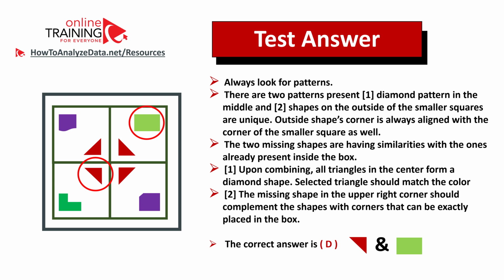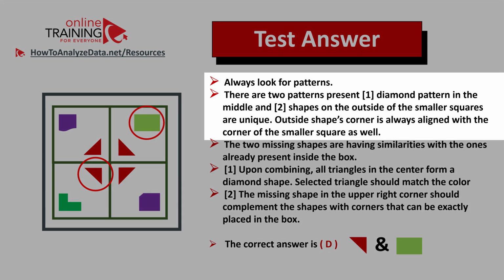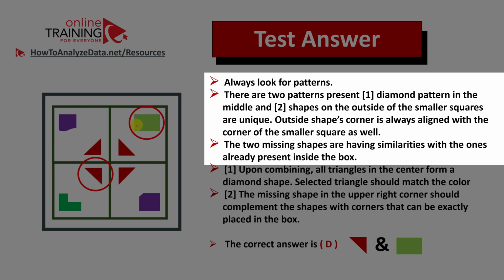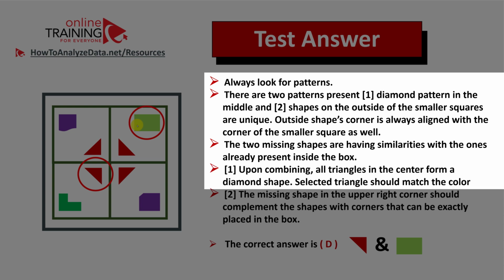As usual, to solve these types of problems on the test, you need to look for patterns. And there are 2 patterns presented here. Number 1 is the diamond pattern in the middle. And number 2 is the pattern of shapes on the outside of the smaller squares, which are unique. Outside shapes' corners are always aligned with the corner of the smaller square as well. The 2 missing shapes also have similarities with other shapes present in the box. Upon combining, all triangles in the center form a diamond shape.